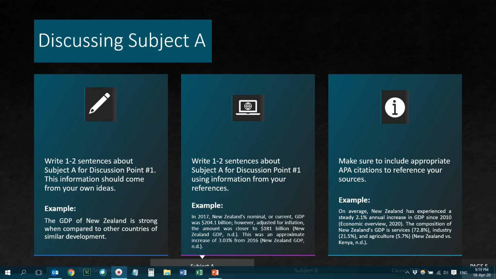Next, you write 1 to 2 sentences about subject A for discussion point number 1 using information from your references. So, for example, in 2017, New Zealand's nominal or current GDP was $204.1 billion. However, adjusted for inflation, the amount was closer to $181 billion. This was an approximate increase of 3.03% from 2016.